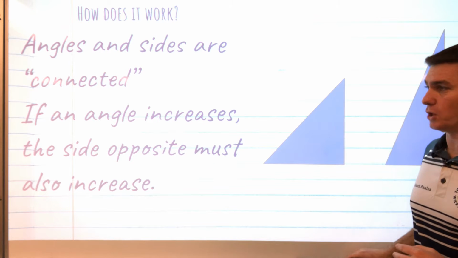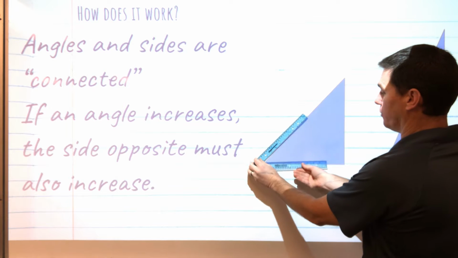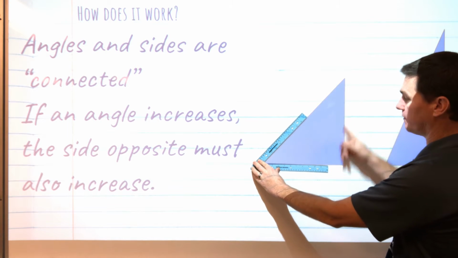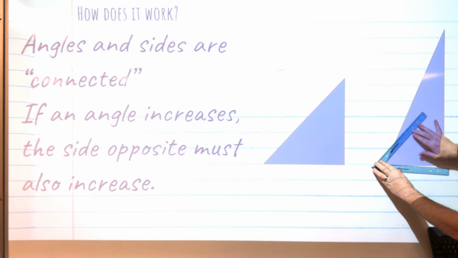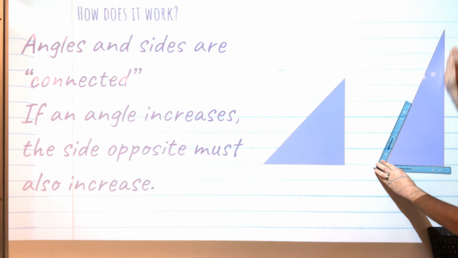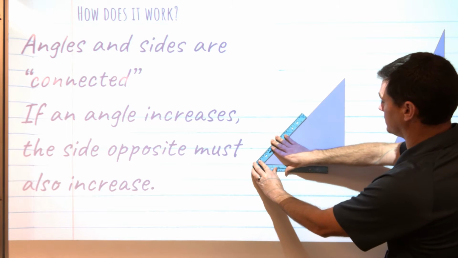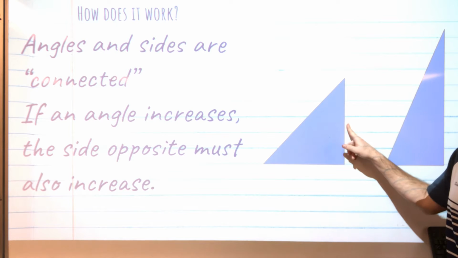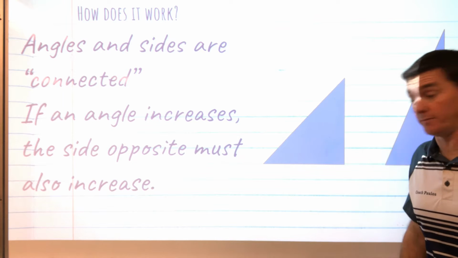All right, so how does it work? Well, angles and sides are connected. And what I mean by that is, if we have an angle, this angle is related to the length of the opposite side. The bigger the angle, as you can see over here, a larger angle creates a much longer opposite side. A smaller angle, and that opposite side gets smaller. Okay, so angles connect to the side opposite from them. This angle connects to this side opposite from it.